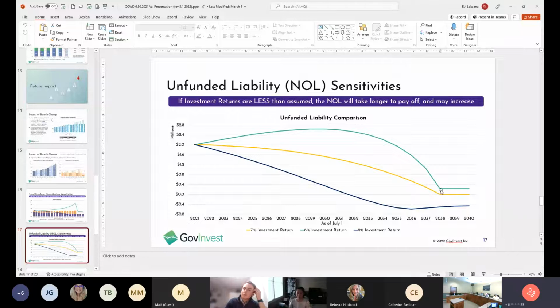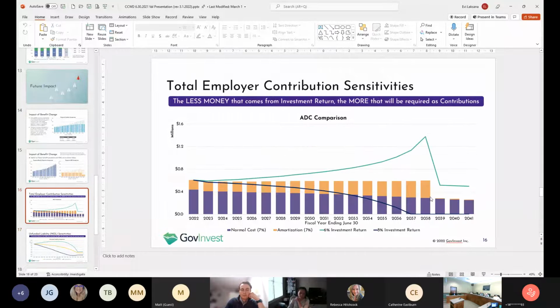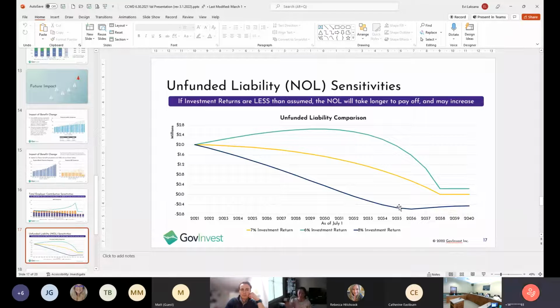If it comes in at 6%, you will still reach 100%. No, actually, you will never reach 100% funded. It's going to be around 200,000 unfunded liability if the investment income comes in at 6%. In this scenario, we are assuming that you are contributing the ADC, and you actually withdraw benefit payments from the trust. That's what we are assuming when we do this chart.